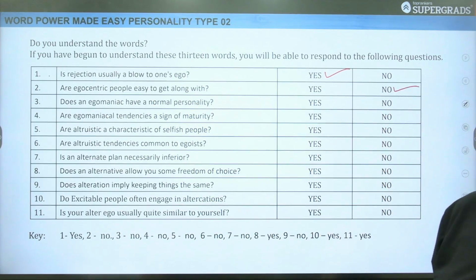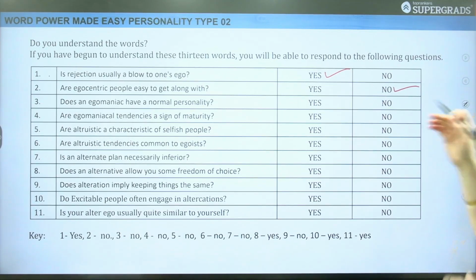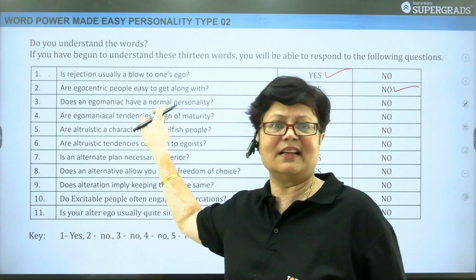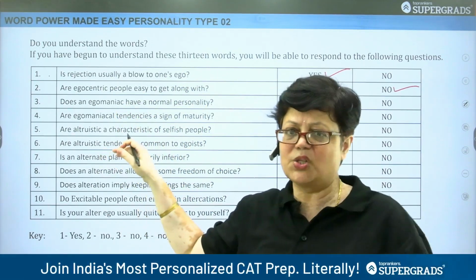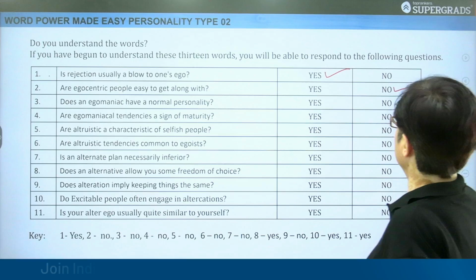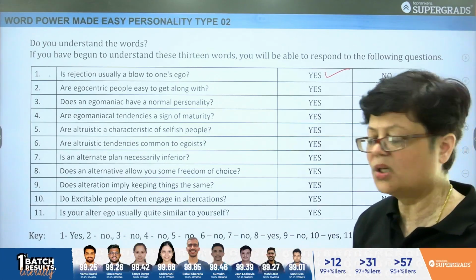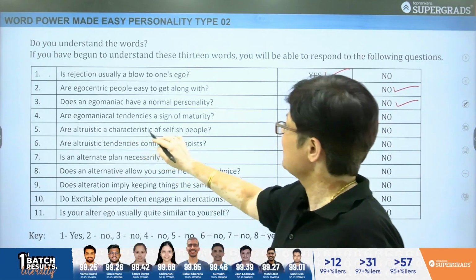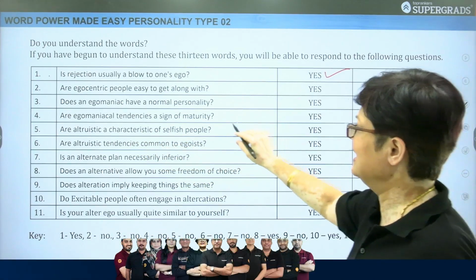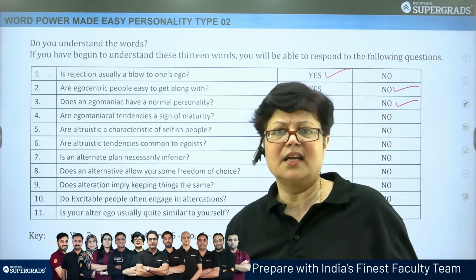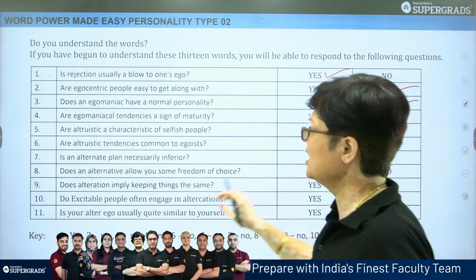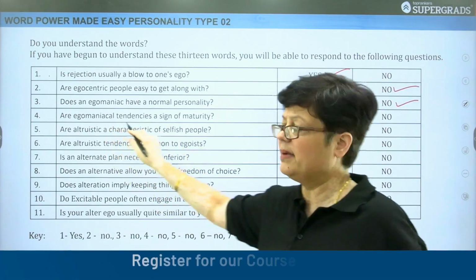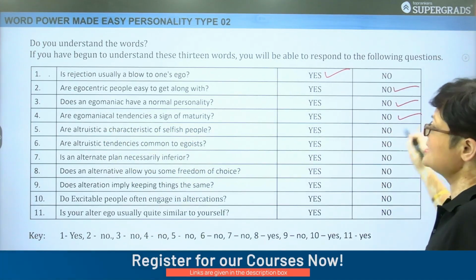Next, does an egomaniac have a normal personality? An egomaniac who is so morbidly concerned with himself that you consider him lunatic, slightly mad. So he is not a normal personality. The answer is no. Next, are egomaniacal tendencies a sign of maturity? This is not a mature behavior, the one which is being reflected in the tendencies of an egomaniacal. Obviously, the answer is no.